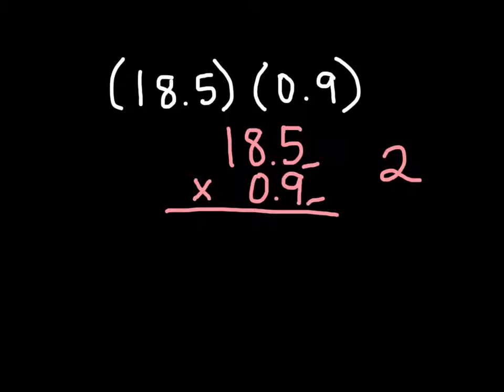Now let's multiply. 9 times 5 is 45. Carry the 4. 9 times 8 is 72. Plus 4 is 76. Carry the 7. 9 times 1 is 9. Plus 7 is 16. Start on the far right of the answer. Move your decimal point 2 places. The answer is 16.65.